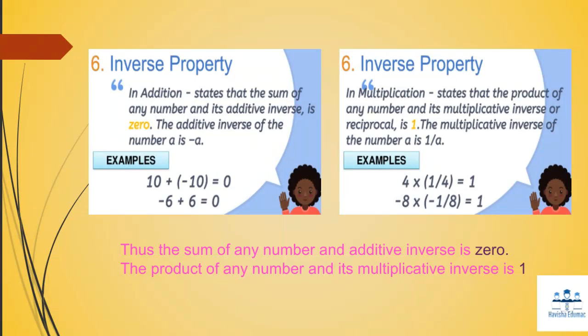In multiplication, it states that the product of any number and its multiplicative inverse is 1. The multiplicative inverse of the number A is 1 by A. For example, 4 into 1 by 4 is equal to 1. Minus 8 into 1 by 8 is equal to 1. Thus, the sum of any number and its additive inverse is 0. The product of any number and its multiplicative inverse is 1.